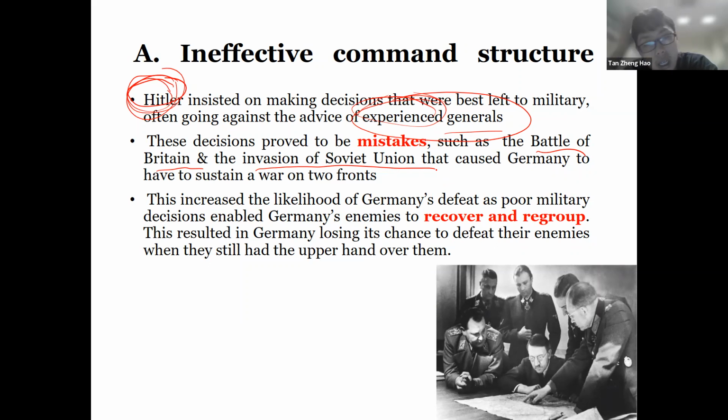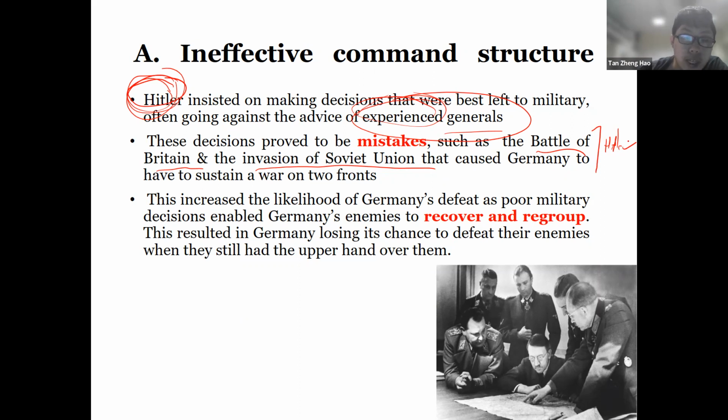So why were these mistakes? Because these mistakes were Hitler's decisions. Hitler wanted to attack Britain and attack the Soviet Union at the same time. The generals advised against it, but Hitler insisted on doing it for maybe political reasons. Maybe he wanted to flex and show that he can do it. Maybe he wanted to win a quick, big war on both sides.